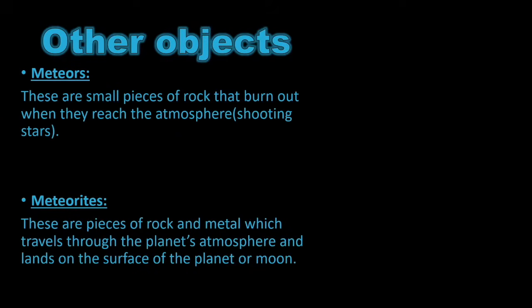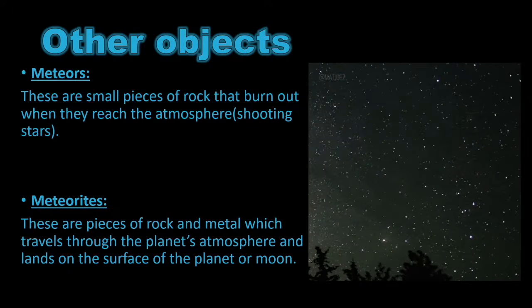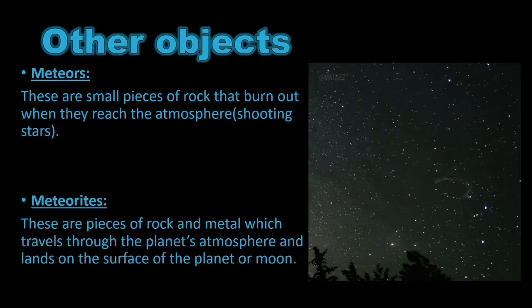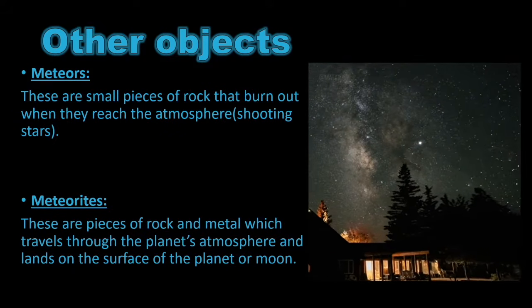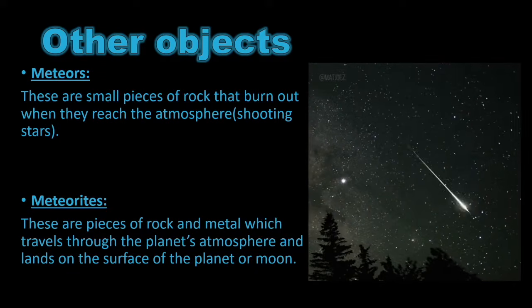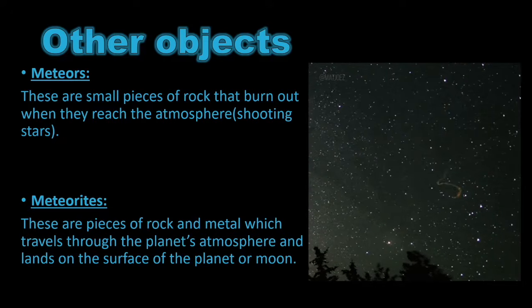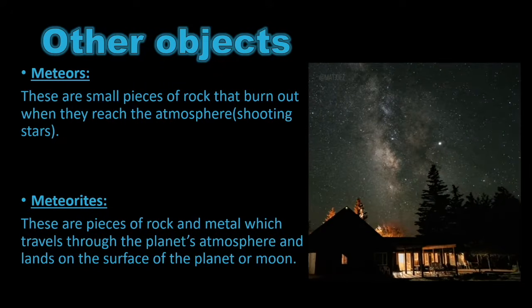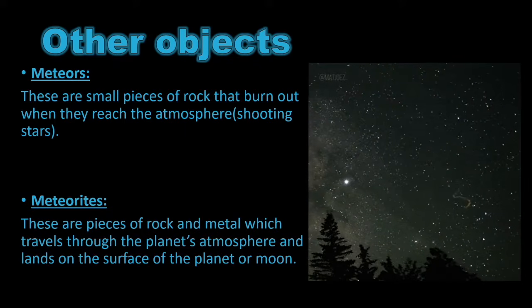Then we have meteors and meteorites. Meteors are very small pieces of rock that usually burn out when they reach Earth's atmosphere. That's what we call a shooting star. This piece of rock never ends up on the surface of Earth. But then we find a meteorite, which is a piece of rock or metal which travels through the planet's atmosphere and ends up on the surface of the planet or even on the moon.